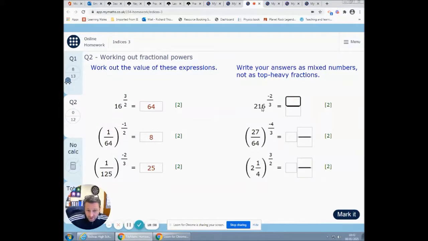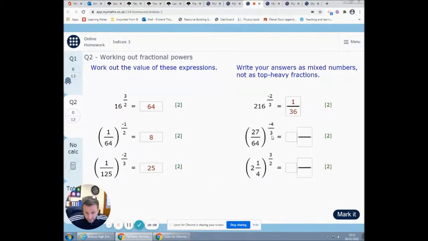Okay, now because this isn't a fraction to start with, I'm going to reciprocate it last. I'm going to leave that till last. First of all, I'm going to tackle the power of a third. That's the cube root. So the cube root of 216 is 6. I'm then going to square that answer to deal with this power. 6 squared is 36. Then I'll deal with the minus power and reciprocate it to get 1 over 36.